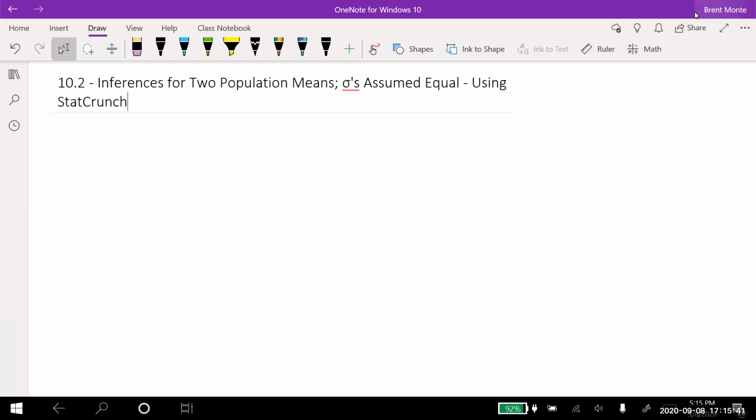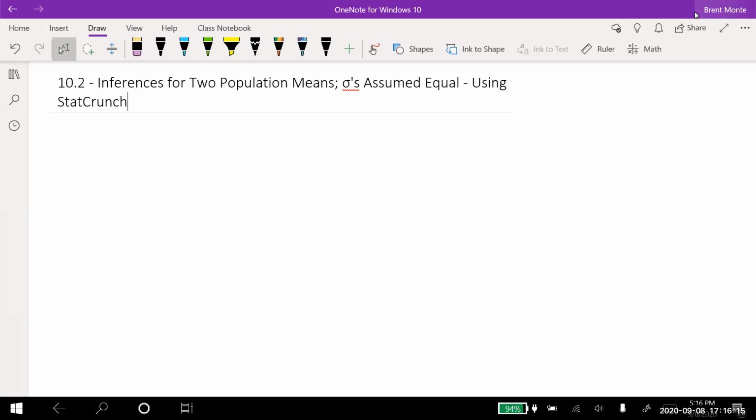Today we're jumping into chapter 10, right into section 10.2, Inferences for two population means, sigmas assumed equal, and we'll be using StatCrunch to do our calculations. So inferences for two population means, we're looking at two separate populations to determine something about their means. We will be doing hypothesis testing to see if the means of the two populations are the same or different. We'll also be doing confidence intervals on the same thing.